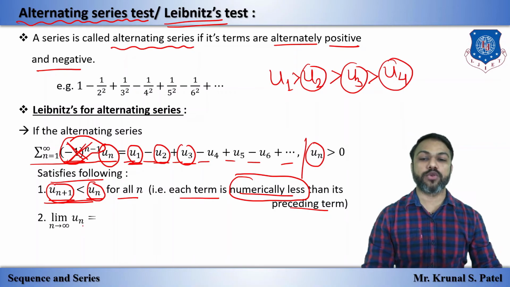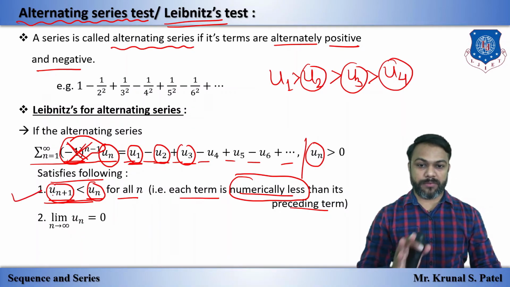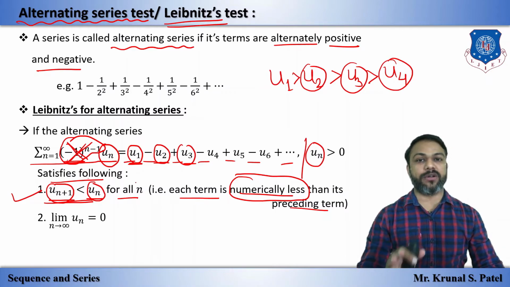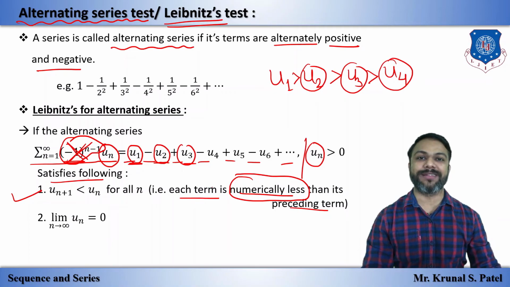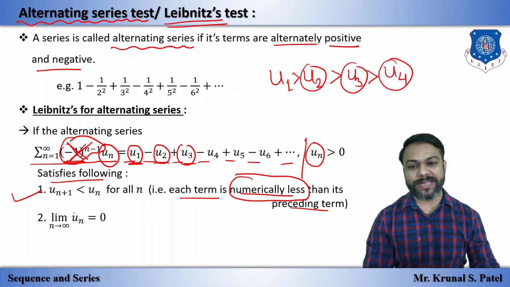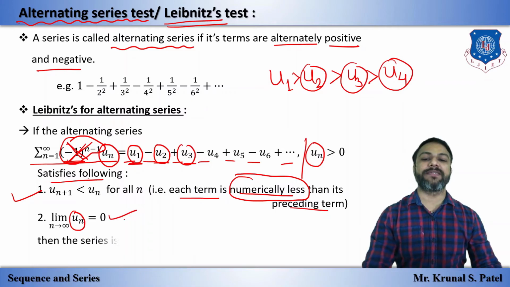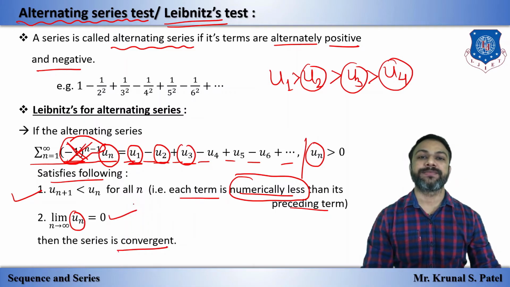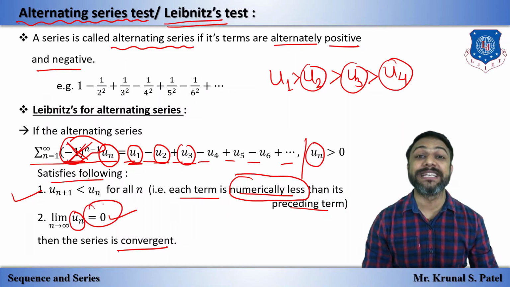Okay, and number 2, once you have already checked that each term is numerically less than its preceding term, then we will find the limit of un. If it is 0, then the given series is convergent. And if this is not equal to 0, then the given series oscillates.